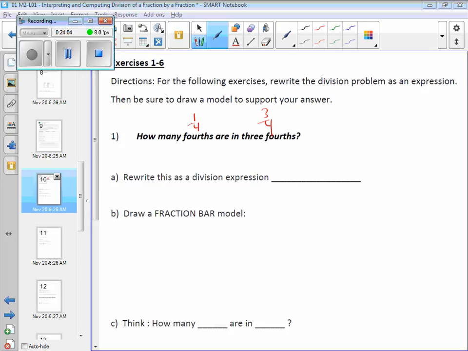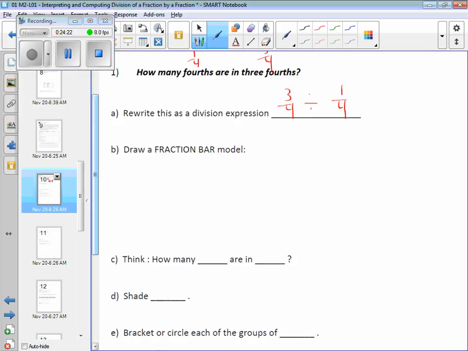Gabby. Right, 3/4 divided by 1/4. Work smarter, not harder, right? Okay. Fraction bar. How many total pieces do I need? Joe, let's make it. Thank God, only 4.